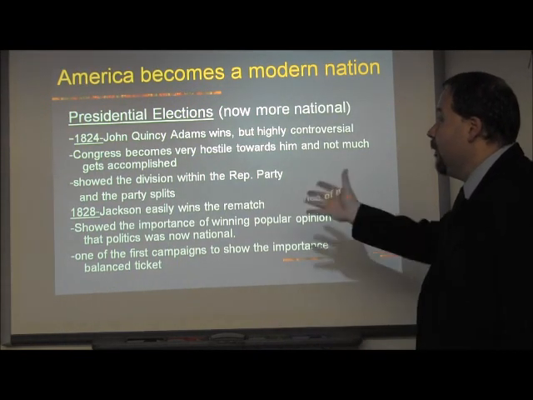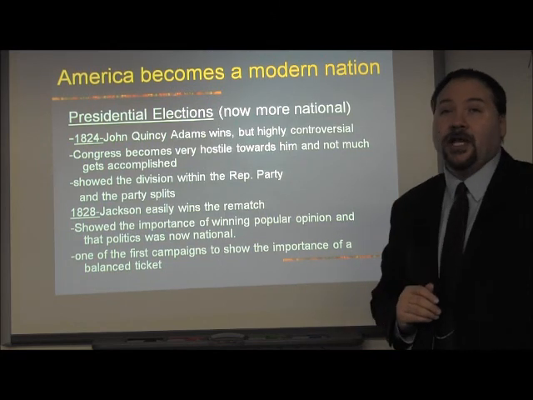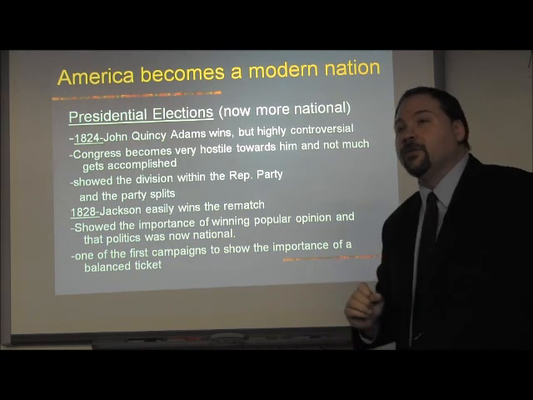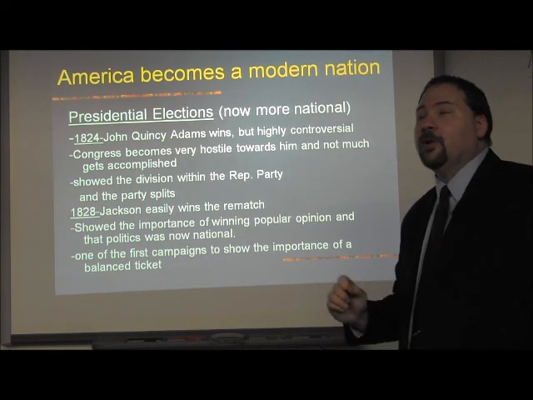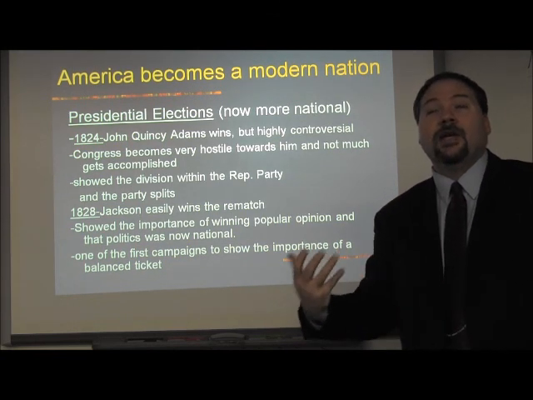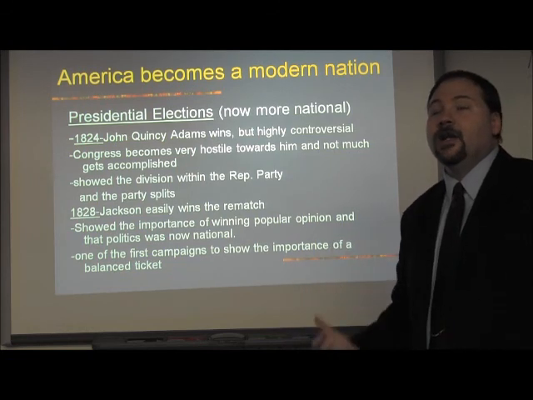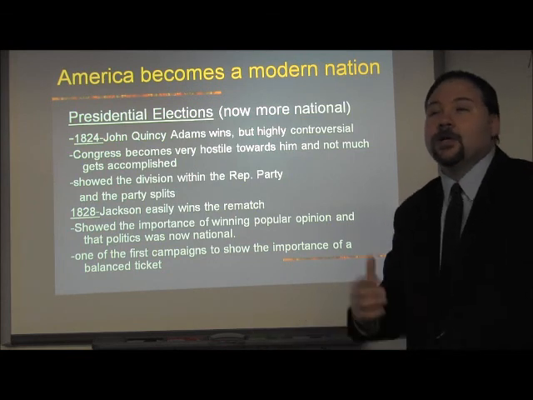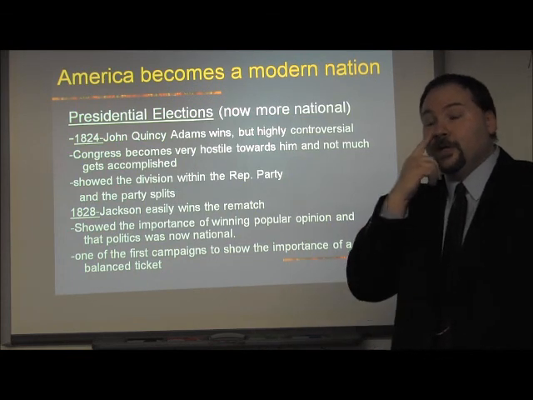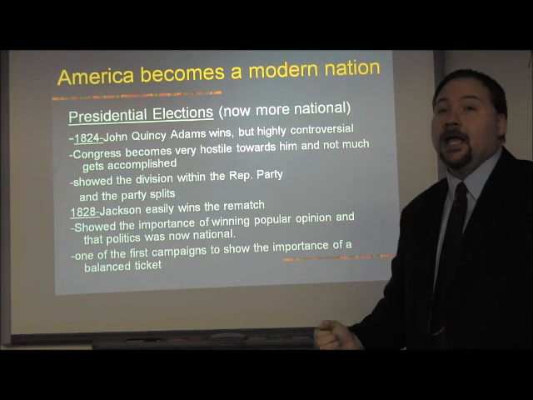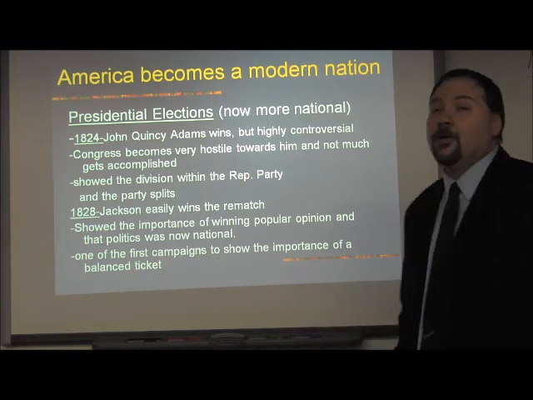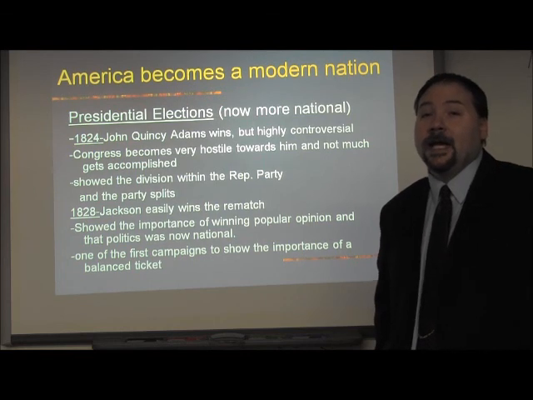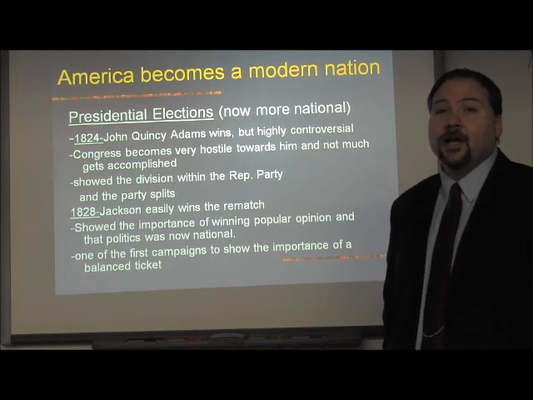So to sum up, the politics is really changing. We're going back to having two political parties where you're very loyal to your political party. And the political parties are developing more into what we have today, where you have an appeal to lots of different people across all different parts of the country, trying to get people from all the regions to support your candidate. And it also is becoming more nasty, like our campaigns sometimes are today. And that ends part 4.